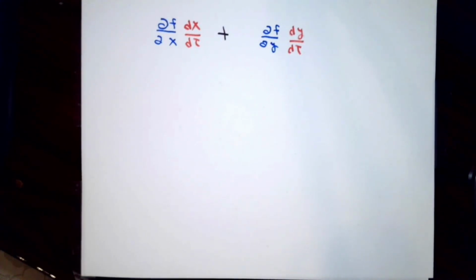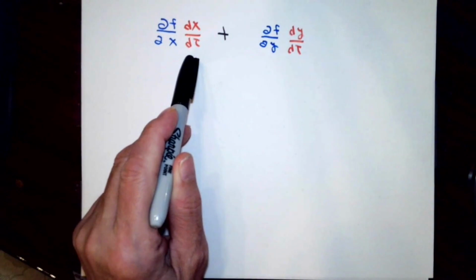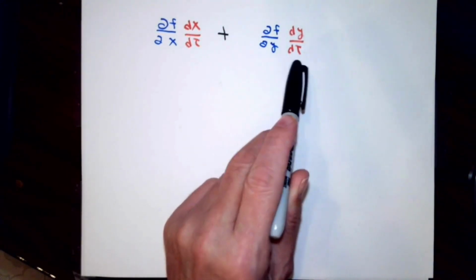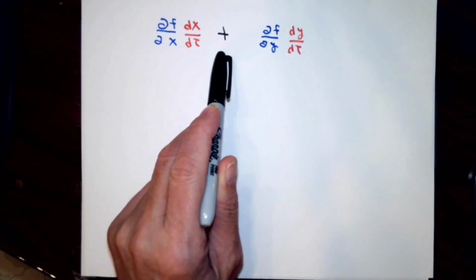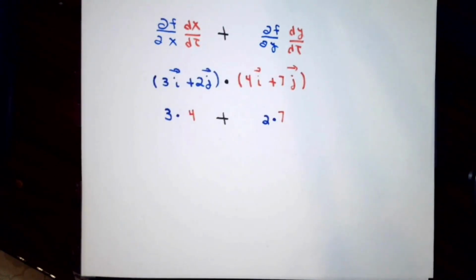This is very interesting to me. This says I've got a blue piece of information times an orange piece. I have another blue piece of information times an orange piece, and then I'm going to add those together. It's been a long time since we thought about this, but this reminds me of something. If I have a blue vector, 3i plus 2j, and an orange vector, 4i plus 7j, and form the dot product, it's the first piece of blue information times the first piece of orange information, plus the second piece of blue times the second piece of orange.